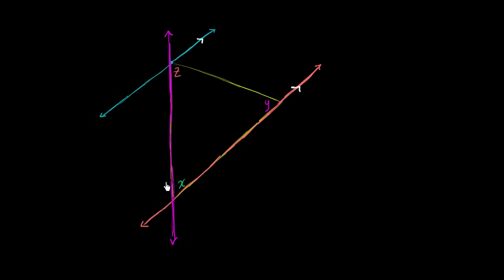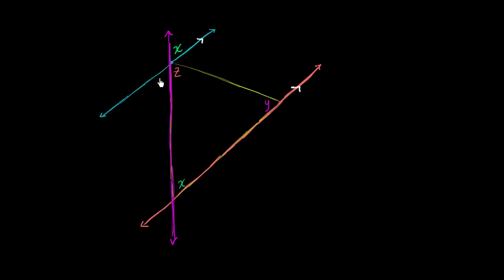Now, if we have a transversal of two parallel lines, then we must have some corresponding angles. And we see that this angle is formed when the transversal intersects the bottom orange line. Well, what's the corresponding angle when the transversal intersects this top blue line? What's the angle on the top right of the intersection? The angle on the top right of the intersection must also be x.